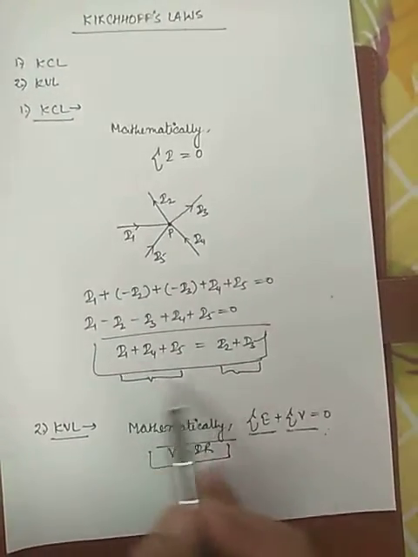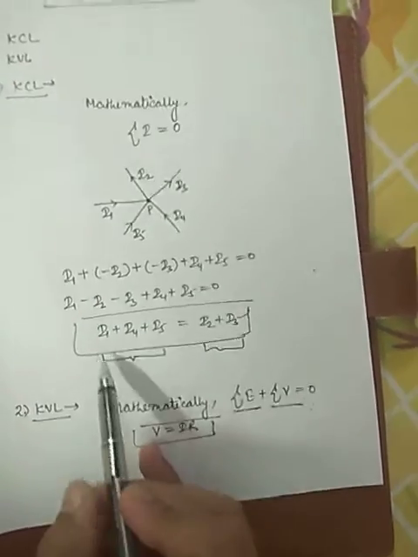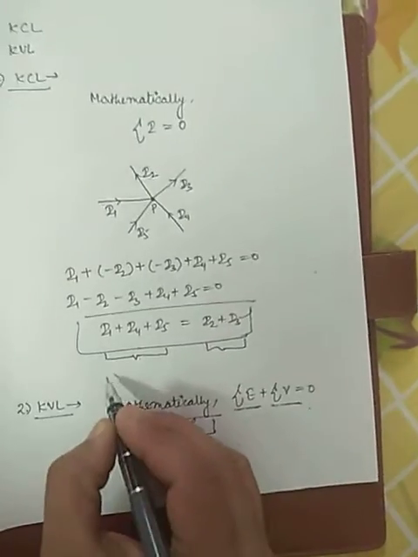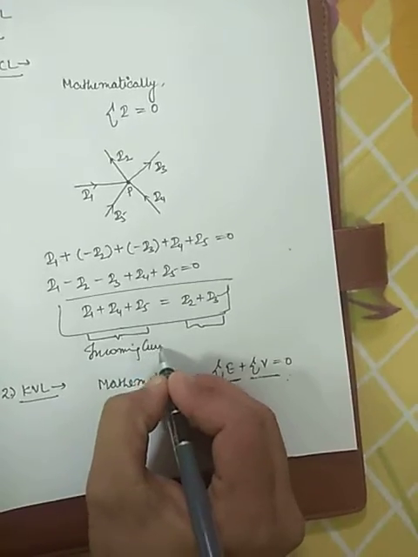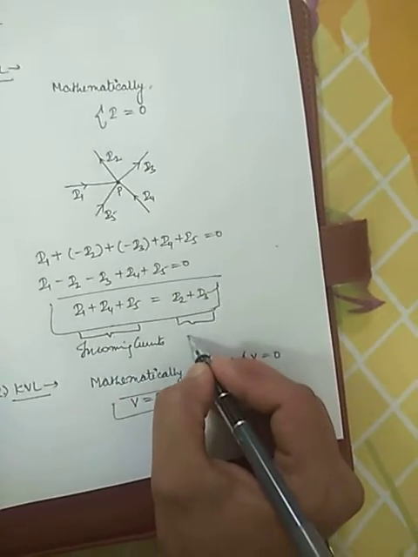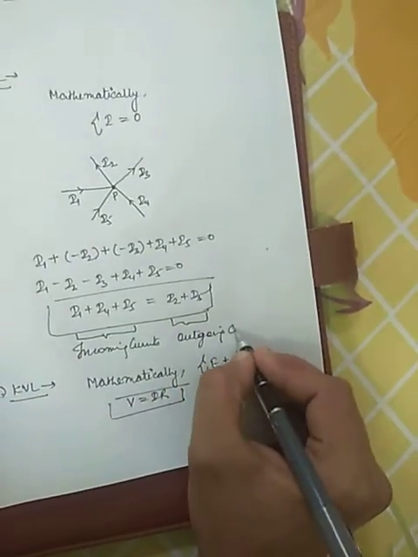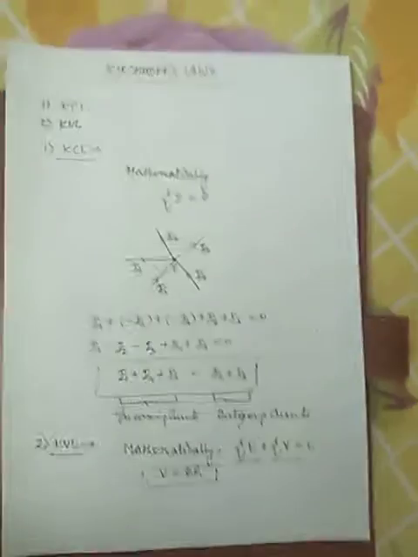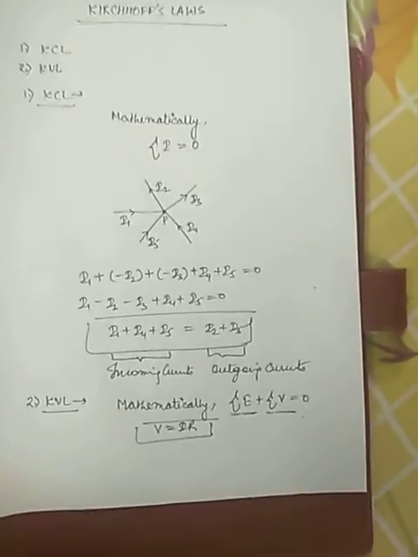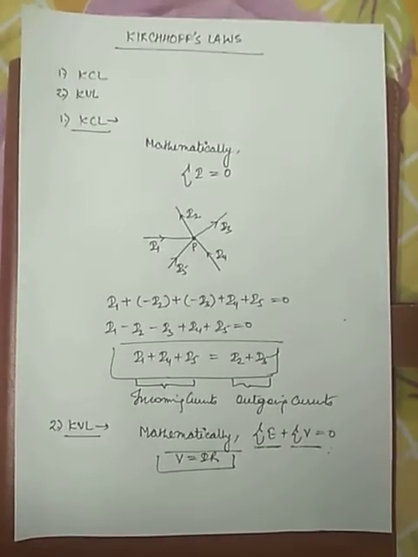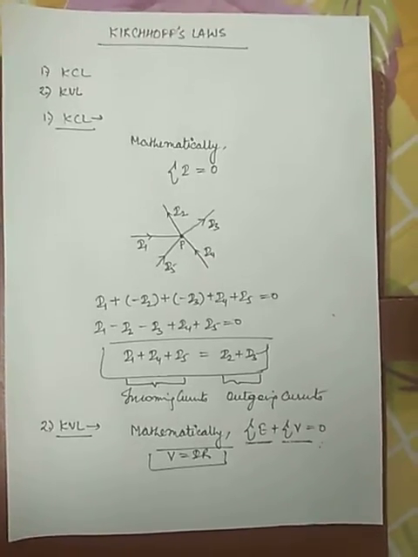Solving this, I1 plus I4 plus I5 is equal to I2 plus I3. I1 plus I4 plus I5 are called incoming currents, and I2 plus I3 are called outgoing currents. So Kirchhoff's current law can also be stated as: the sum of incoming currents is equal to the sum of outgoing currents at a point or junction in an electrical circuit.